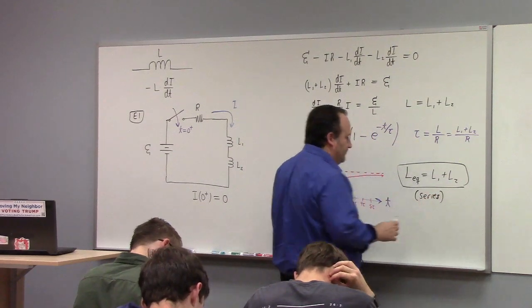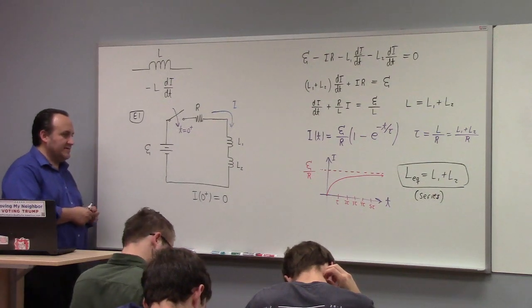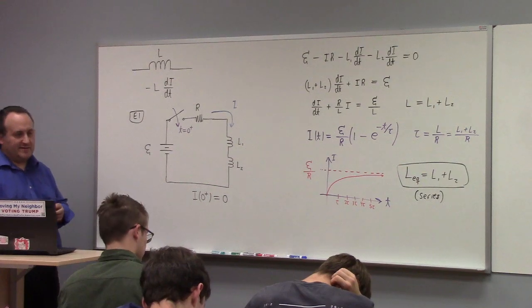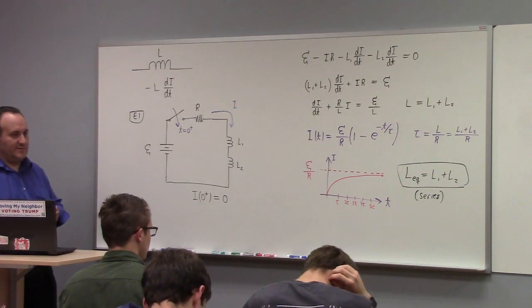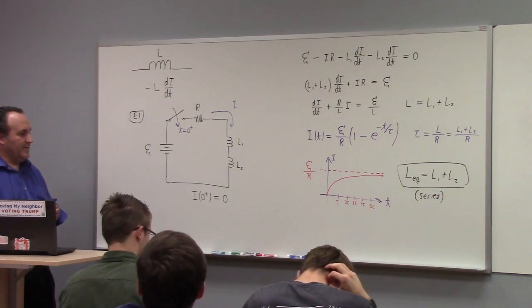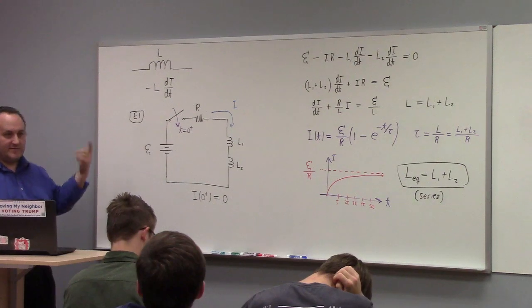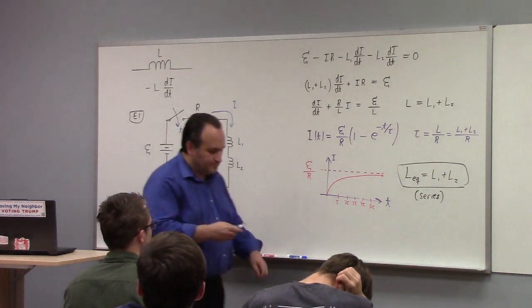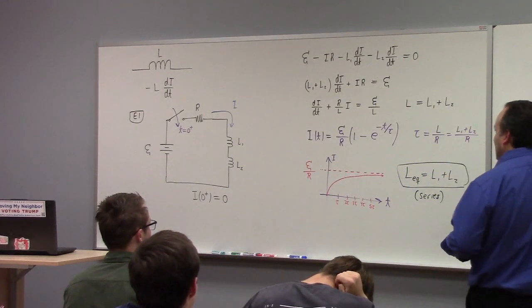So if you have a supply of inductors and you need to make a 47 millihenry inductor, and you happen to have 5 millihenries sitting around and 1 millihenry sitting around, you probably want to use 9 of your 5 millihenries plus 2 of your 1 millihenries in series, and that would give you a 47 millihenry inductor. I'm fond of the number 47 at the moment, for some reason.